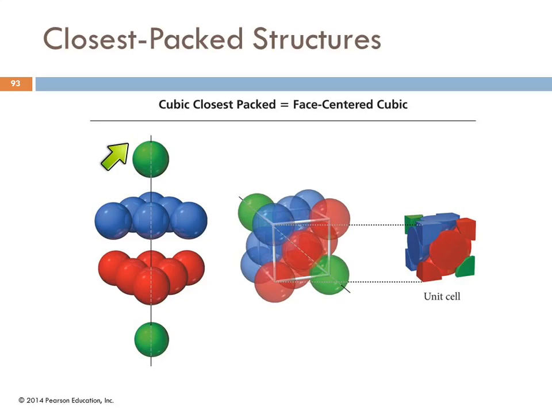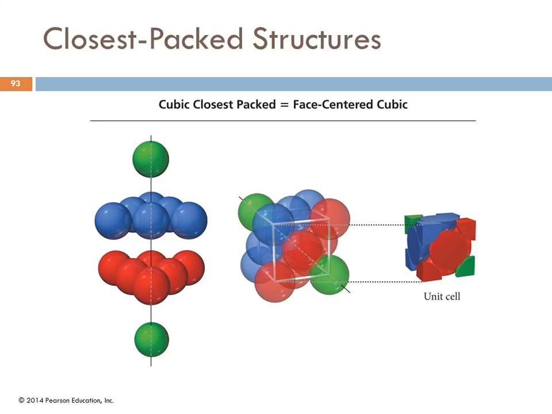So here we're using colors to show you the different layers. This one's offset, this one is also offset, and then this one's the same again in terms of lining up. If we put those together, tip them on their side, and shave them off, we get this unit cell, which is the face-centered cubic.